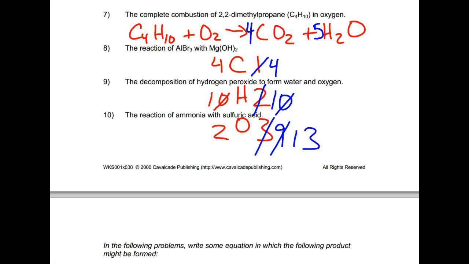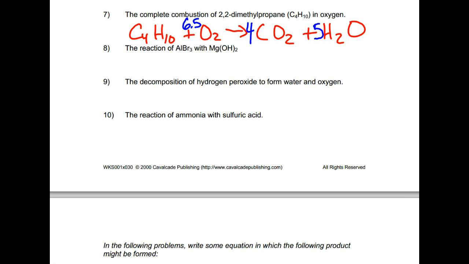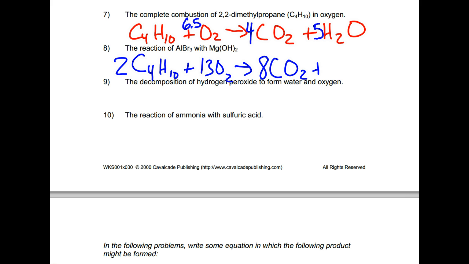And so again, this is another tricky one. This would have to be a 6.5, because in order to get 13, a multiple of 2 is not a whole number. So again, I cannot leave that a half. I'm going to have to do something a little different. So that would mean that I'm going to have to rewrite this. This would be 2 C4H10 plus 13 O2 goes to 8 CO2 and 10 H2O.